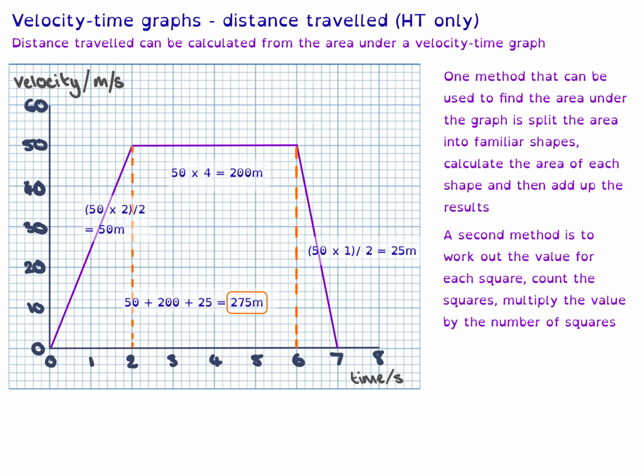A second way to work out the distance travelled is to work out the value for each square, count the number of squares, and then multiply the value by the number of squares. So using the count the squares method, 1 square equals 10 metres. Count up the number of squares, there are roughly 27 squares. Multiply that by 10, and that will give us an answer of 270 metres, which is approximately correct.